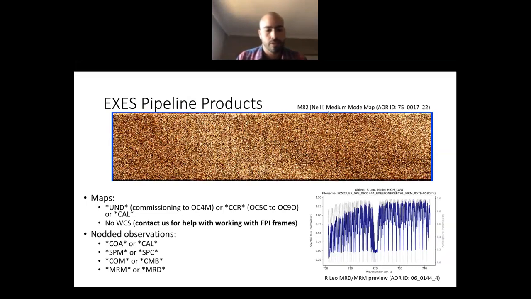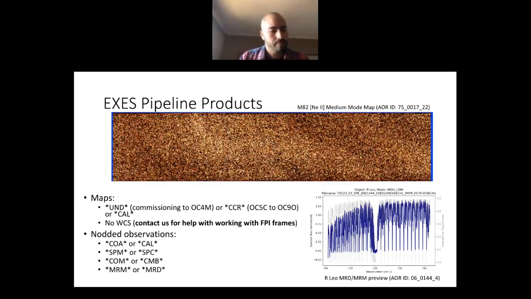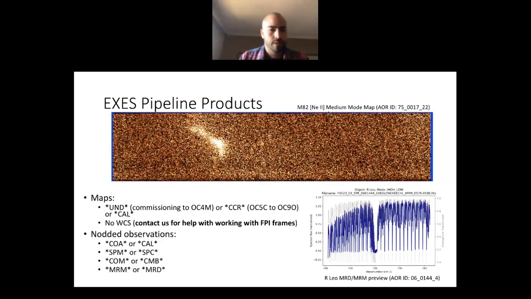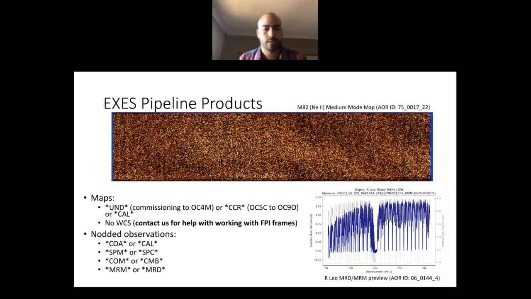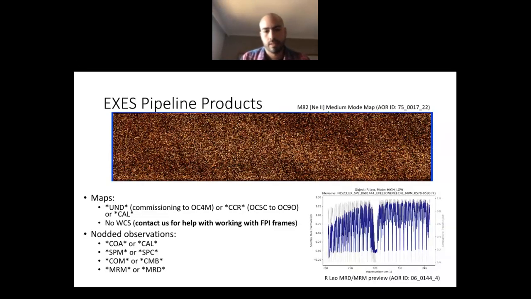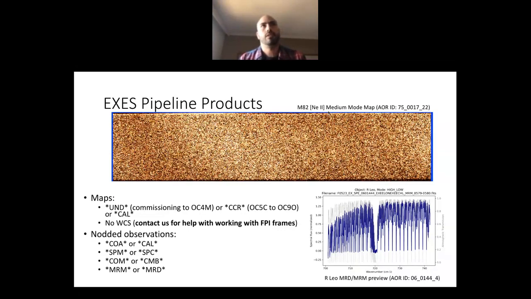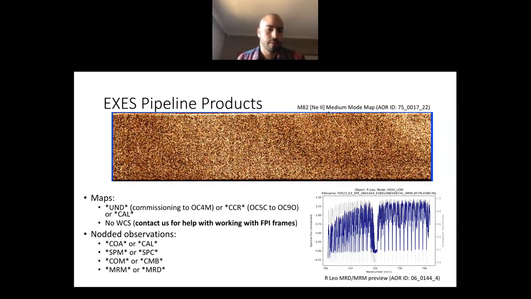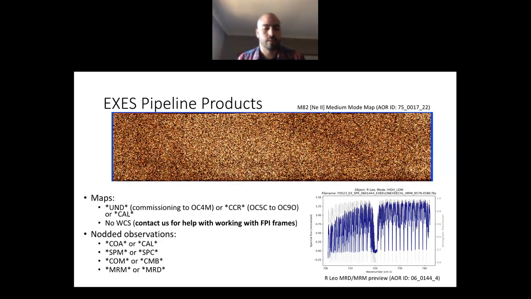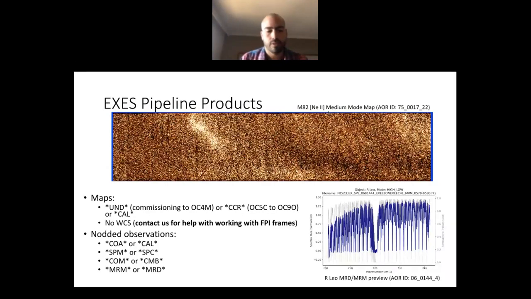And for nodded observations, you have more options. Also, if for some reason you were looking at something and wanted to go back to the 2D to see, is there a defect on the detector? Is that what caused this noisy region? Or is it something that maybe is real and it's just in the 1D? So that's why I say you should sometimes grab the co-added or the calibration file.